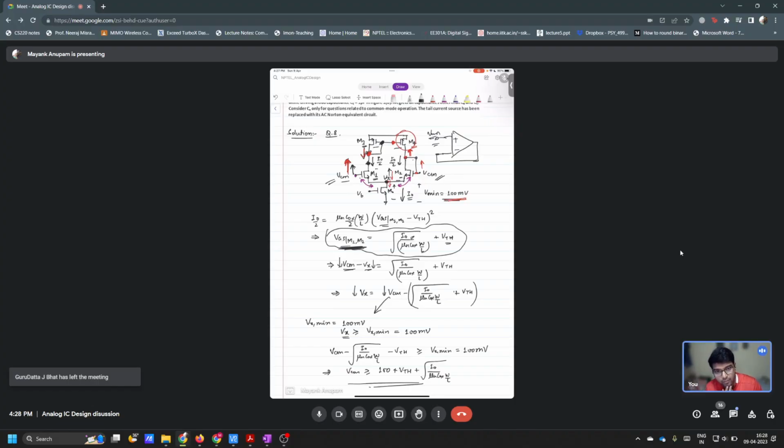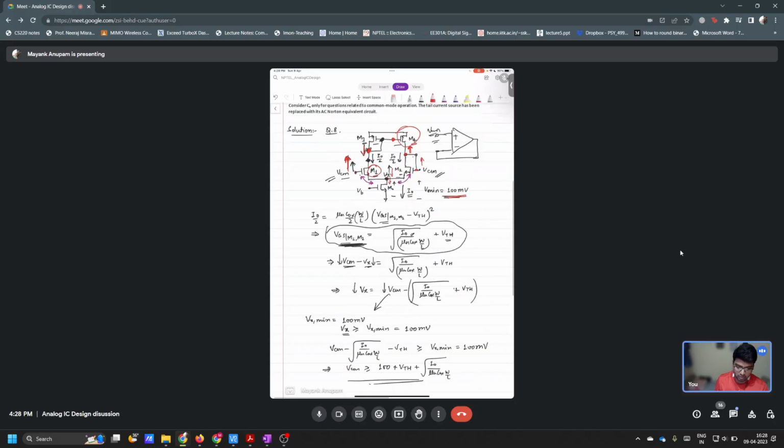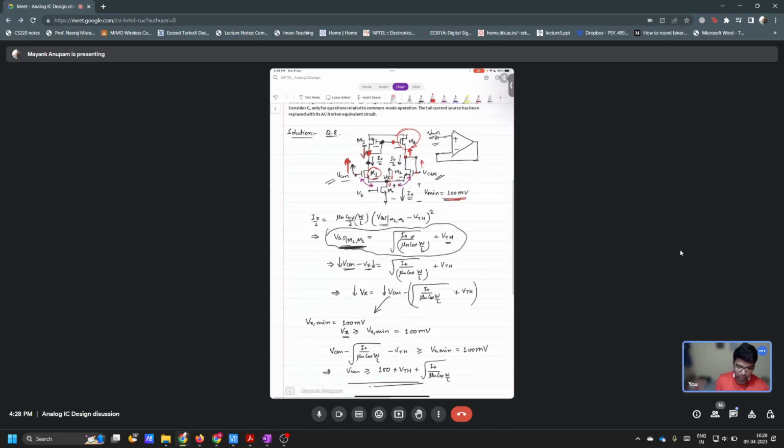So what is going to happen? Drain to source voltage is going to decrease, right? So M1 has the possibility of going out of saturation. Similarly, M4 also has the same possibility of going out of saturation. So these two transistors can go out of saturation when VCM goes up. So we'll have to see which transistor goes out of saturation first, and that will decide the maximum value.